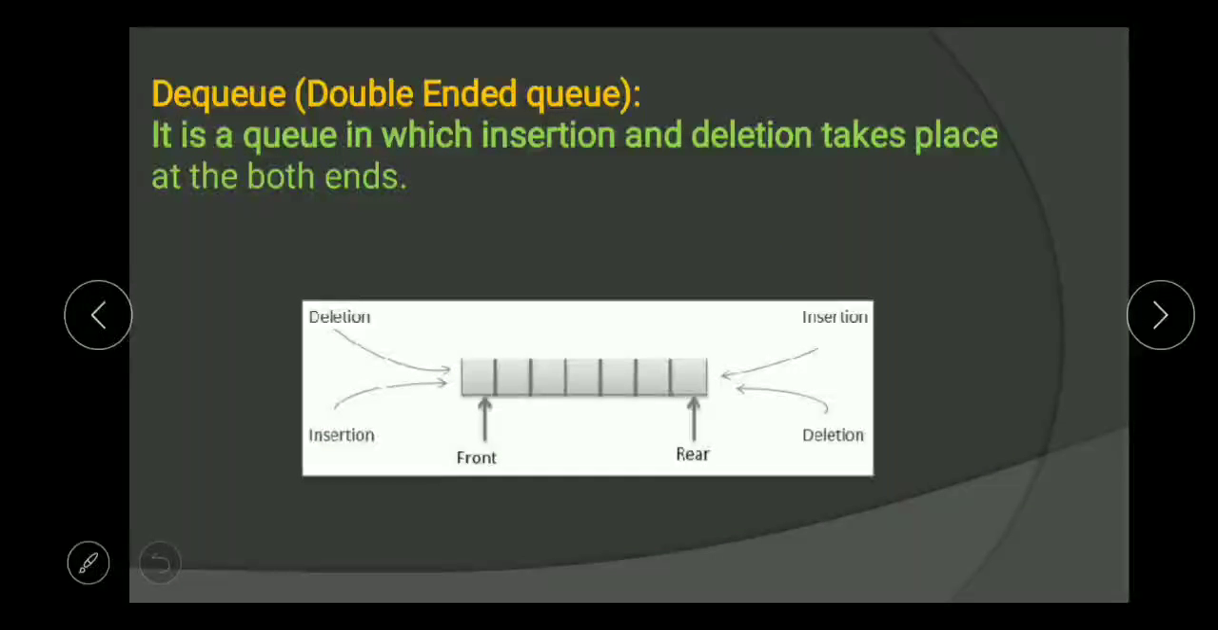Next is Dequeue, that is double-ended queue. It is a queue in which insertion and deletion take place at both ends. In the figure we can see that this is the front and this is the rear. So insertion and deletion can take place at both ends. That's why we call it a double-ended queue.